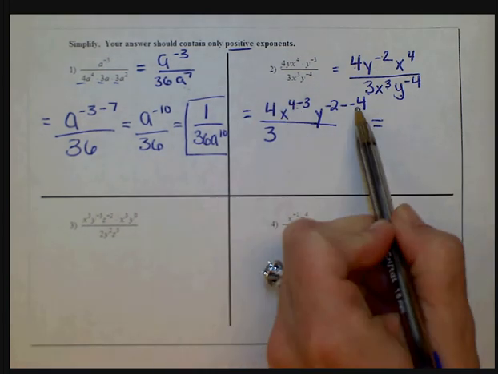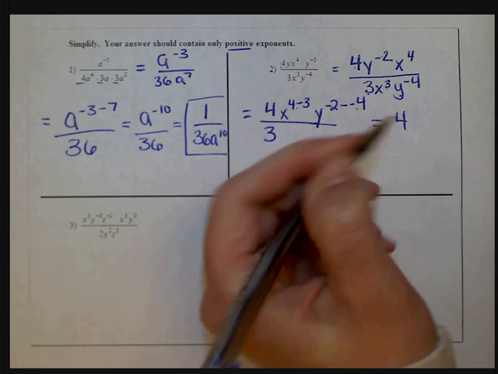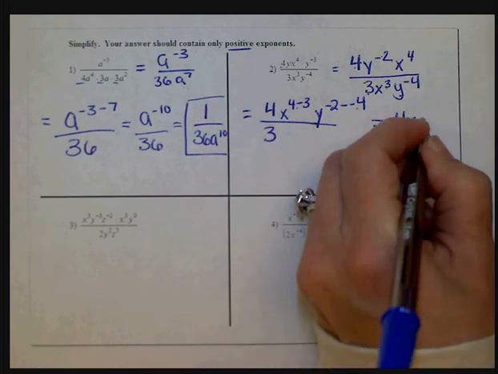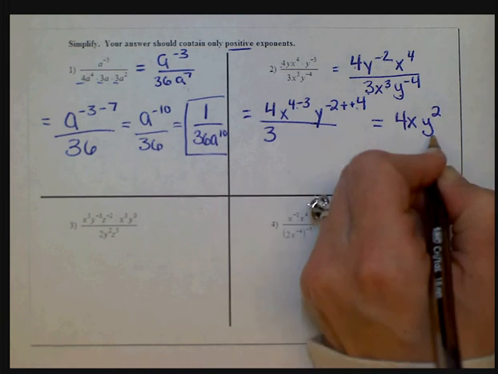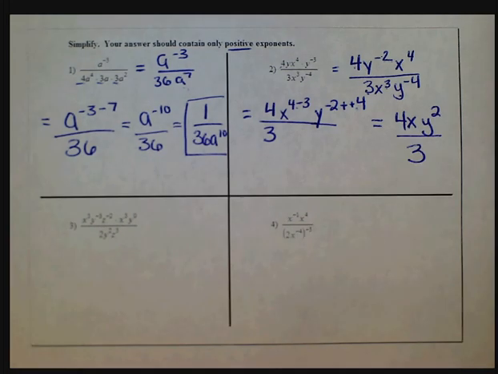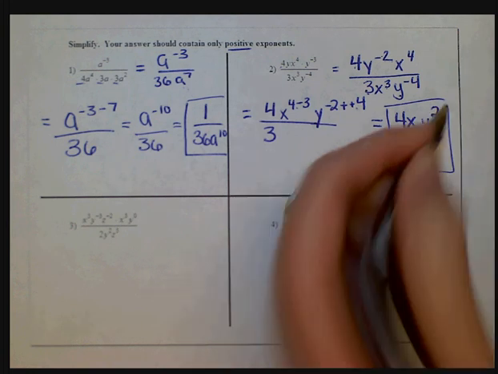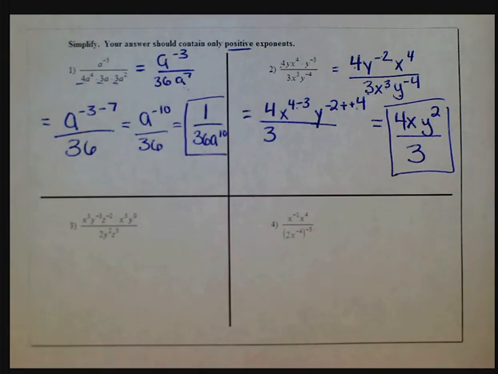Now I simplify my powers. I have 4x to the first. For y, minusing a negative becomes positive. So it'll be y squared over 3. So 4xy squared divided by 3 as my final answer.